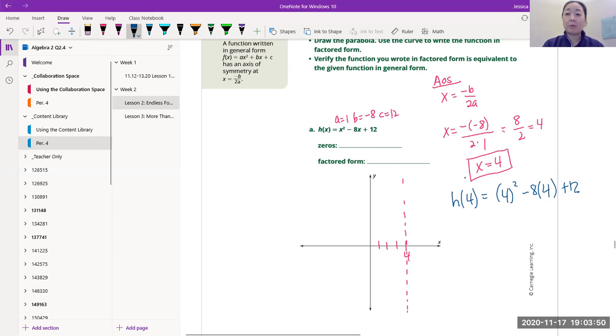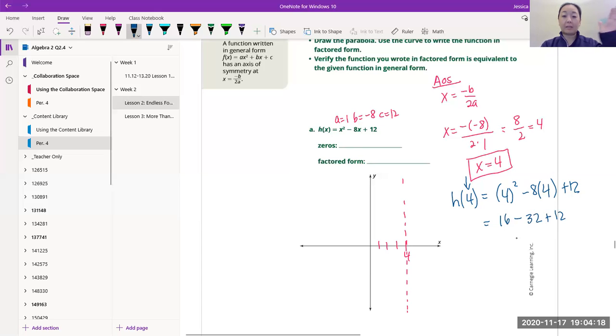So here I'm just showing you that I've replaced the x with 4. I'm just trying to evaluate the function when x is equal to 4, right? This is not h times 4. It's nothing like that. So h of 4, we just leave it like that. And so that's going to be 4 squared. Remember, order of operations is always in play. So that's going to be 16, and then minus, this is 32. 8 times 4 is 32, plus 12.